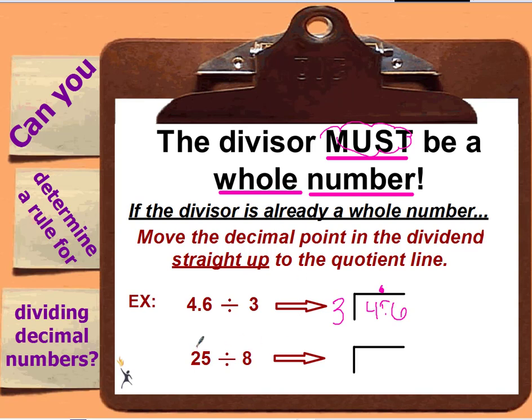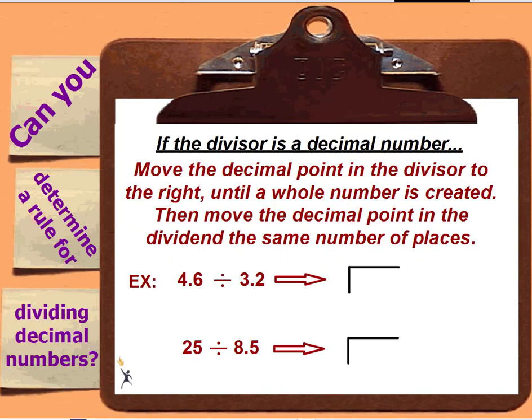Okay, same thing here at the bottom. 25 is my dividend. It goes inside the house. Divisor goes outside the house. Again, no decimal points, then you have nothing to worry about. But what happens when you do?